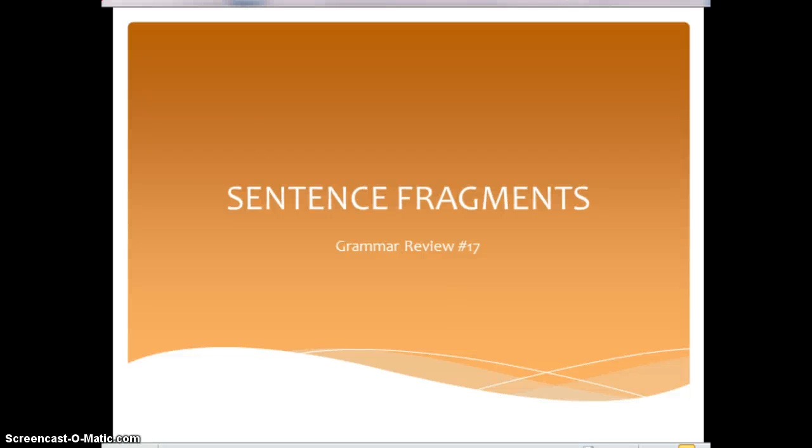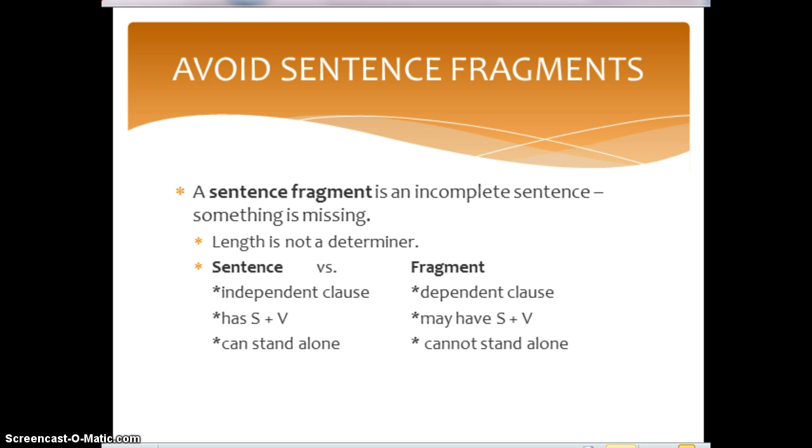Sentence fragments is going to be our next piece of grammar we're going to be looking at, and it is very common for everyone to create sentence fragments, and we just don't know that we're creating them. So we're going to learn some different ways to identify what a sentence fragment is and how to fix them. So a sentence fragment is just an incomplete sentence.